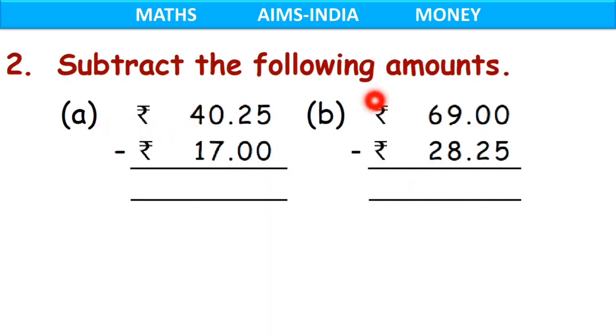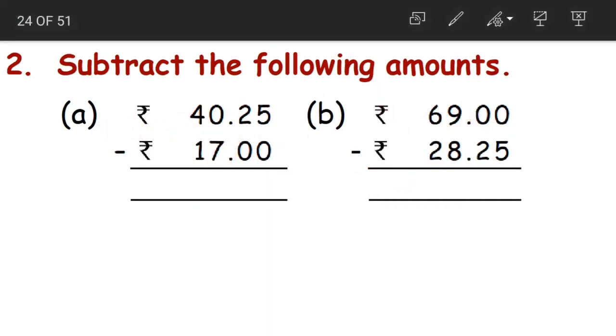Next, we have to subtract the following amounts. Again, see children, the numbers are already written in the correct order, with the points placed. We just need to subtract. 5 minus 0 is 5, 2 minus 0 is 2, 0 minus 7 is not possible. Let us borrow. 10 minus 7 is 3, 3 minus 1 is 2. So 23 rupees 25 paise is our answer.